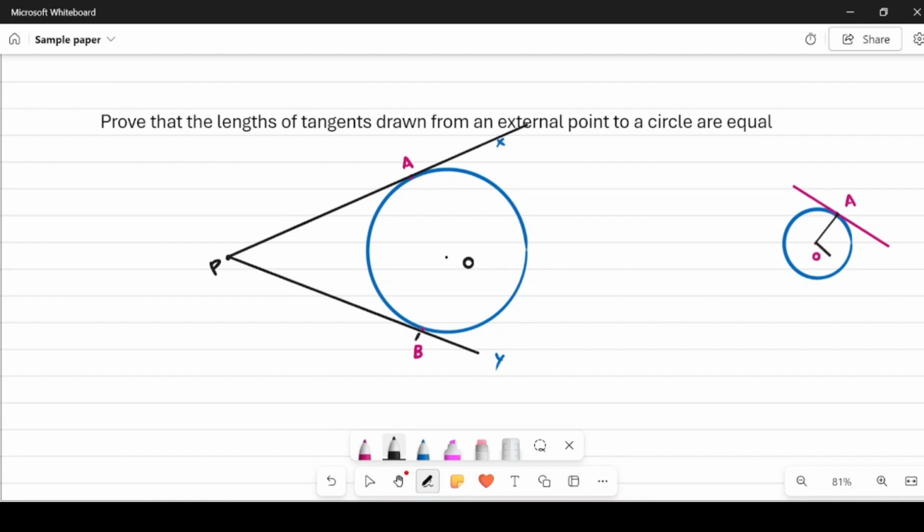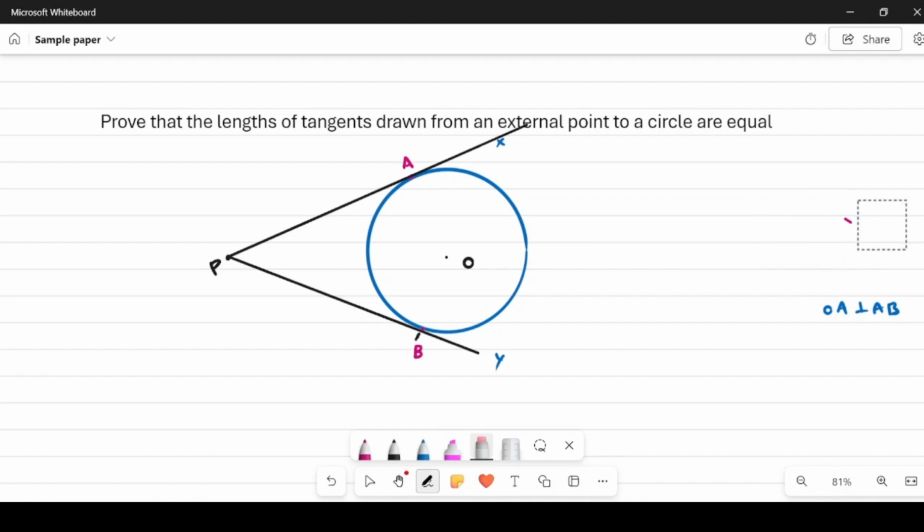If we just draw a line segment here, OB is also a radius, OA is also a radius, but this OA is joining the point of contact on the tangent. So that's why the radius drawn through the point of contact will be at right angle to the tangent. So OA is perpendicular to this tangent. Let's say this tangent is AB. So OA is perpendicular to AB. This you need to know in order to prove this. The radius drawn through the point of contact is at right angle to the tangent.